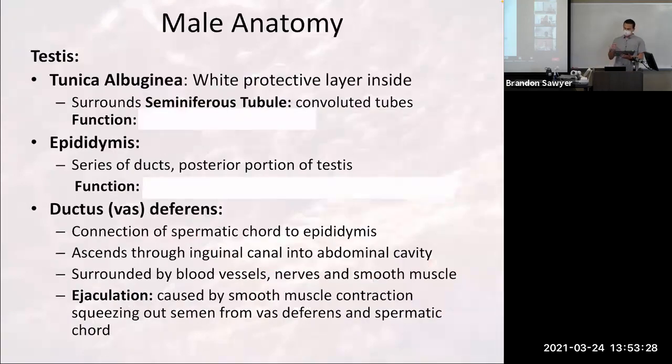All right, so let's look at a little bit of the anatomy of the testes themselves. There are multiple layers. One of the layers is called the tunica albuginea. This is a white protective layer that goes all throughout the testes. We'll see something very similar in the female ovaries next Monday.